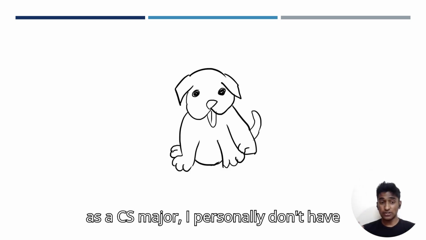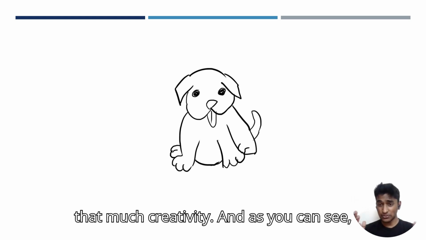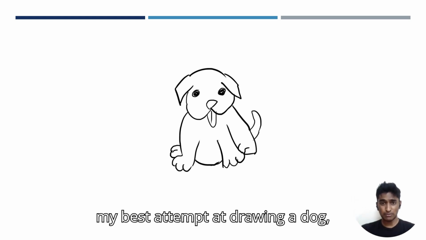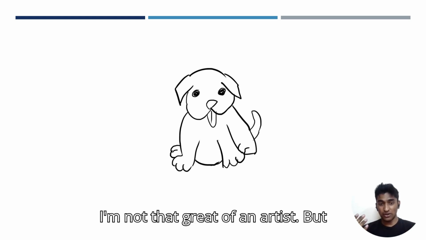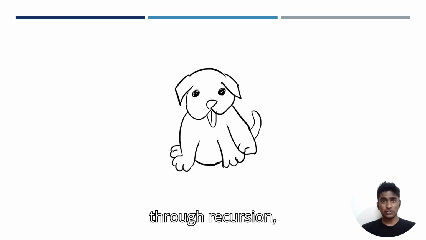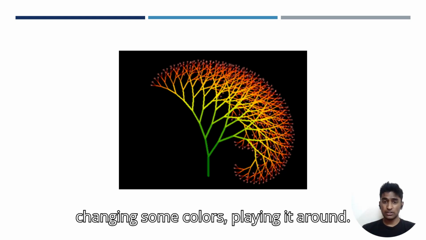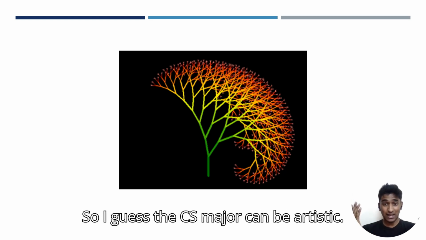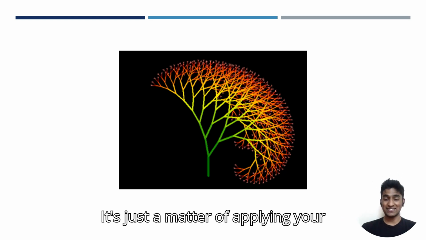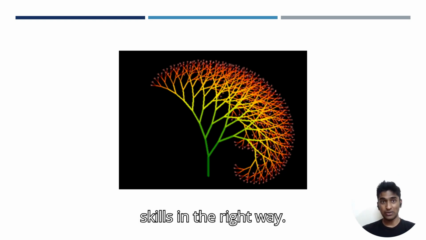Now, as a CS major, I personally don't have that much creativity. And this, as you can see, is my best attempt at drawing a dog. I'm not that great of an artist, but through recursion, I can create art like this by changing some colors, playing around with it. So I guess a CS major can be artistic. It's just a matter of applying your skills in the right way.